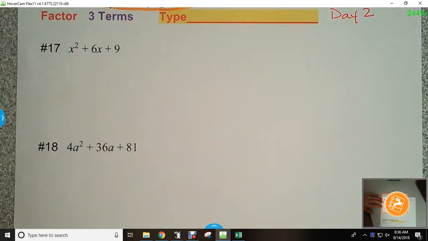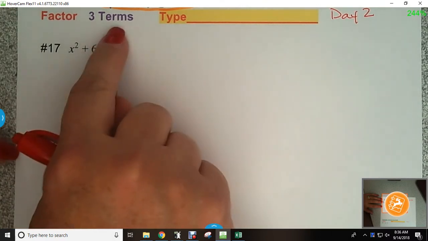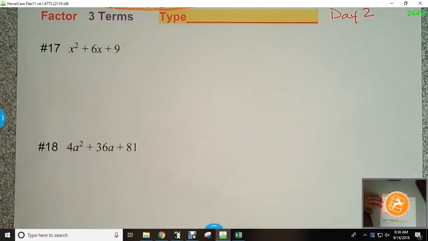Alright guys, this is the last video I have for factoring. It is also factoring when you have three terms. What I'm about to show you is a shortcut that you can use if you want to. If you don't remember it, it's not a big deal because this could be factored just like the ones we factored on the day one videos, just general trinomials when a is equal to 1, which is the backwards FOIL.